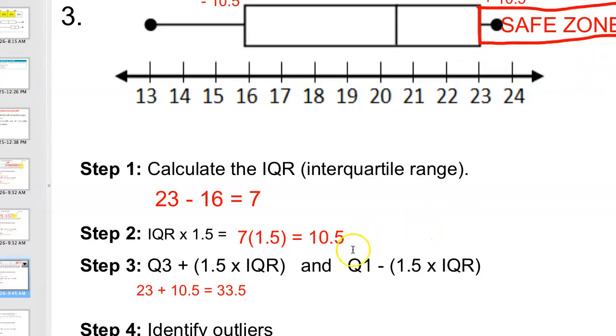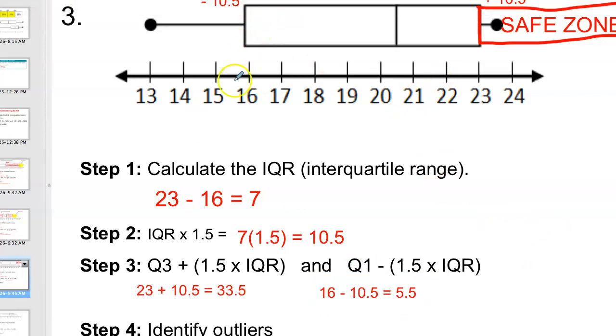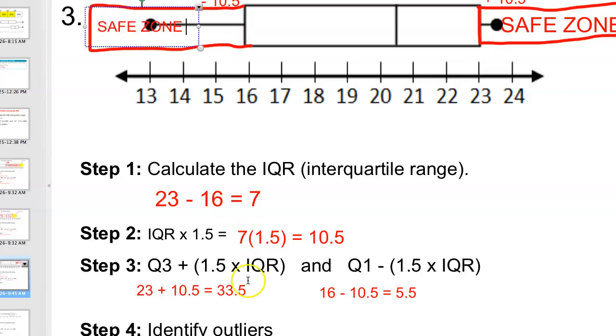Perfect. No high outliers. Now let's check quartile 1. So quartile 1 is 16 minus the 10.5, and that's 5.5. Therefore, we don't have any low outliers either because 5.5 is off my number line again. So this is my safe zone. So I do not have any outliers.